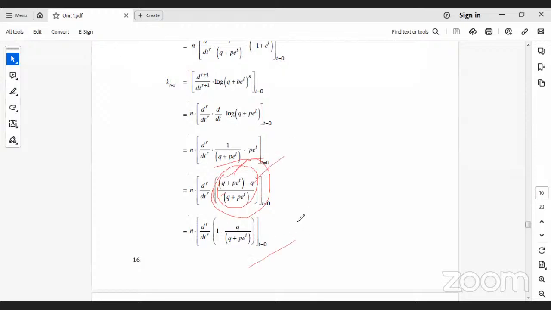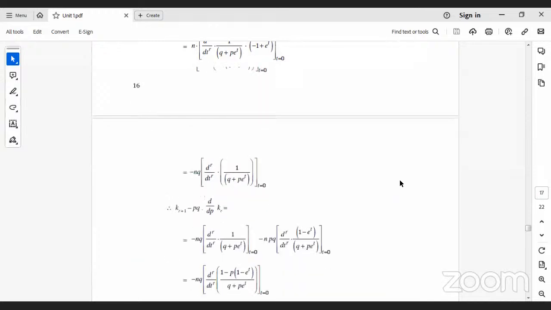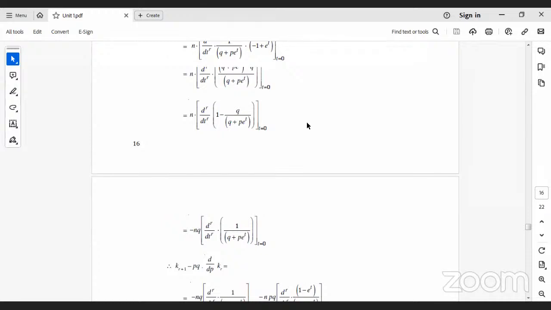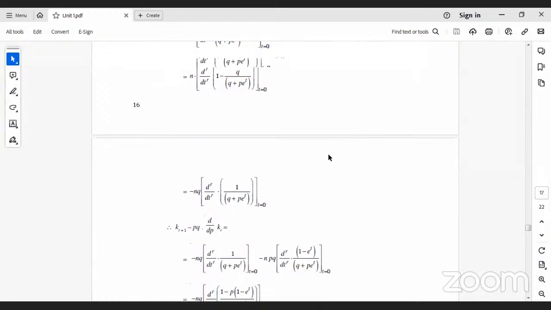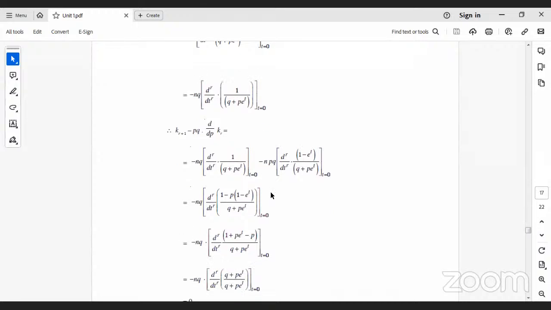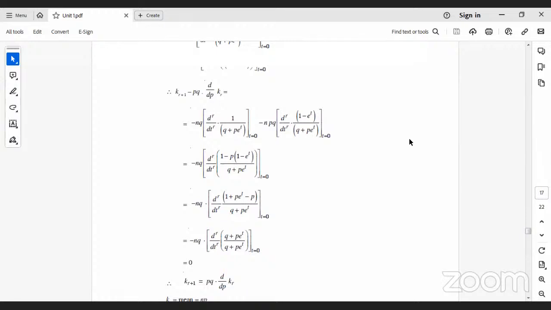So automatically the value should be the same here. So minus nq. What is q? Where did we bring q from? We brought it from here. Minus nq d power r by dt power r, 1 by (1 plus q into e power minus t). Clear? Yes, sir. Therefore k r plus 1 minus q k r, this is a major differentiation.